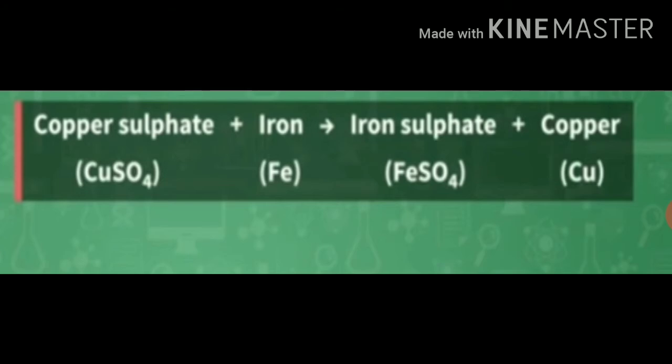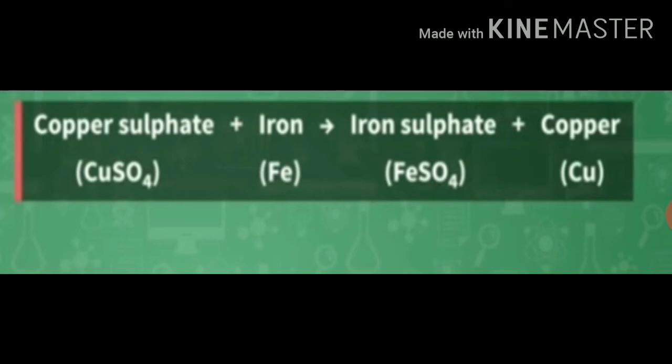We know that iron metal is more reactive than copper metal. So, in this reaction, a more reactive metal, iron, is displacing a less reactive metal, copper, from its salt solution, copper sulfate solution. The products of this displacement reaction are iron sulfate solution and copper metal.